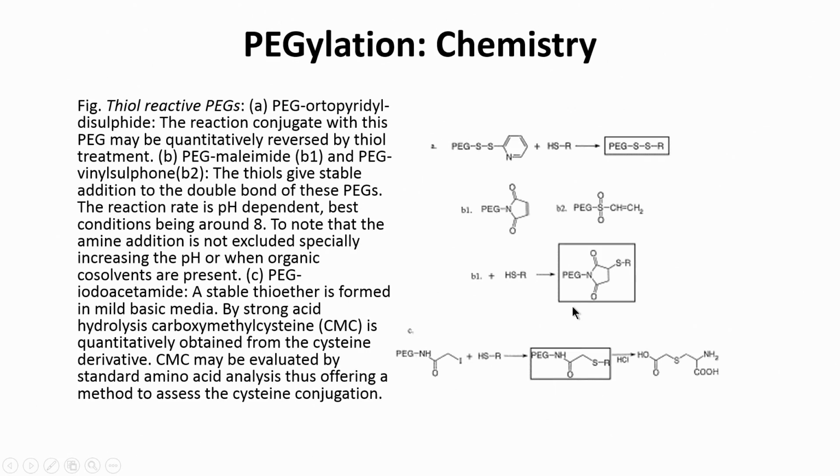So again, some of the chemistries that are being used, there are thiol reactive PEGs, all kinds of PEG molecules, all kinds of derivatization. There is a maleimide, there is an aldehyde, there is an acrylate, all kinds of things are used. So all of these are now commercially available, you can just buy them off the shelf from some company and then use it for your drug molecule.